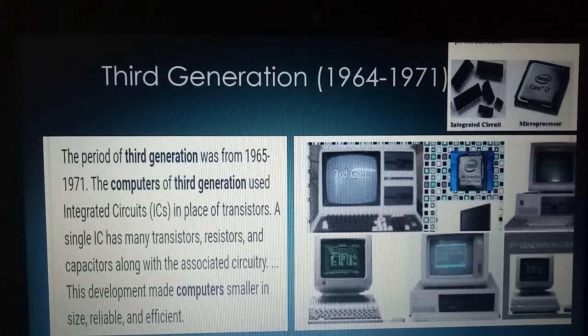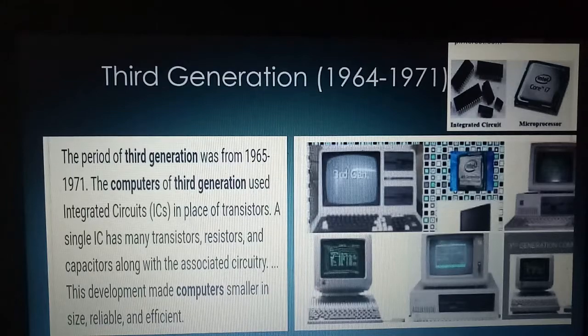Ten million circuits per square foot, smaller in size, so the size becomes smaller than the second generation computer, faster and more accurate than the second generation computer, and less expensive than the second generation computer. Examples of these computers are Honeywell 200, IBM Series 360, ICL 1900. So this was the second generation computer.